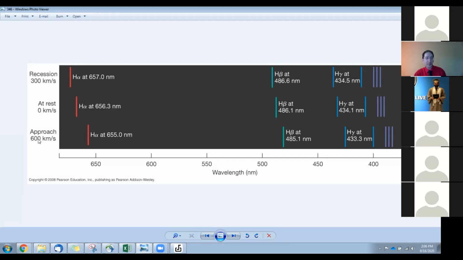Here we have another example, something approaching us at 600 kilometers per second, and so the shift is towards the blue. So if it's moving away, we call it a red shift. If it's moving towards us, it's a blue shift. And again, it's a small amount because the speed is much less than the speed of the wave. So let's write down the equation.